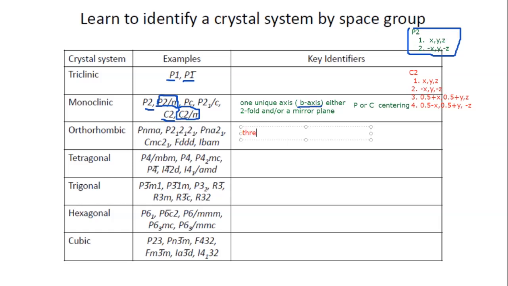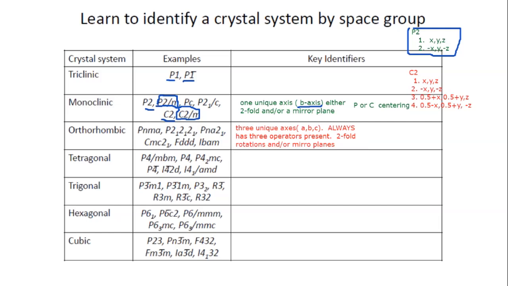Orthorhombic has 3 unique axes. And these are going to be the A, B, and C axis. And orthorhombic is always going to have 3 operators present. And this is present in the space group. So anytime you look at a space group for orthorhombic, it's always going to have 3 operators listed in the space group. Now these can be a combination of, again, twofolds, and I also mean screw axes as well, twofold rotations and or mirror planes. So very similar to monoclinic, except now instead of just one axis, we have it over all 3 axes.